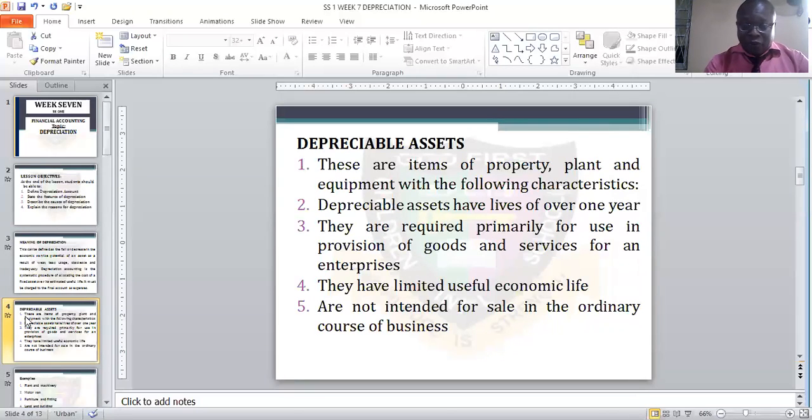They are required primarily for use, in the provision of goods and services for an enterprise. Even in this school, you can see that we have different assets here. The first thing we have is the building. The second one is furniture, chairs and tables. All these are the assets of the school here. Even companies as well have their own assets.